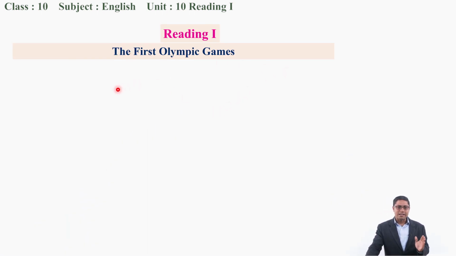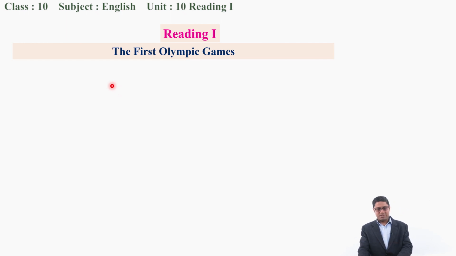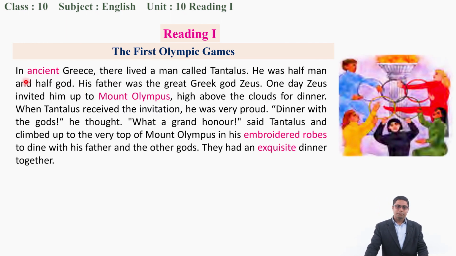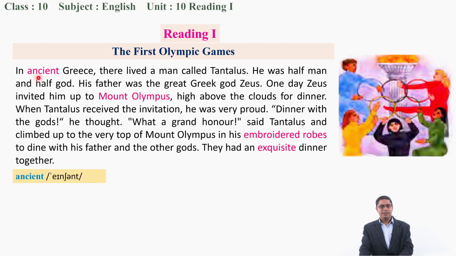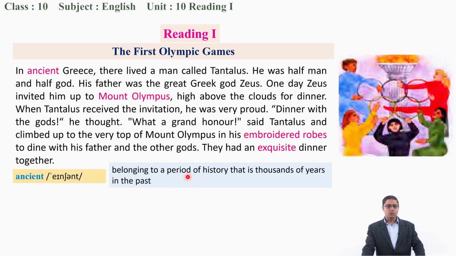So please look at the very first part of the text. So see there, in ancient Greece. Do you know what ancient means? All right, the word ancient means belonging to a period of history that is thousands of years in the past, means things that happened thousands of years ago. So, in ancient Greece, there lived a man called Tantalus. Okay, this is the name of the man. You need to recall his name till the end when we do exercises also.